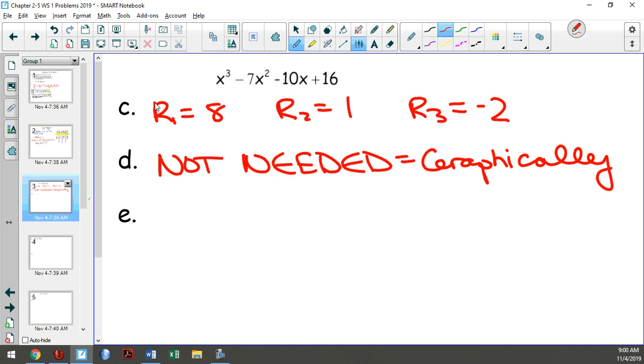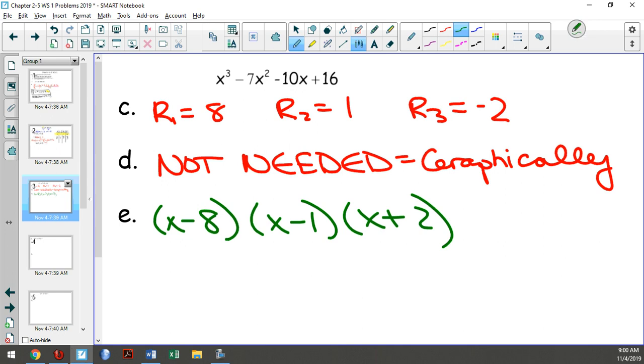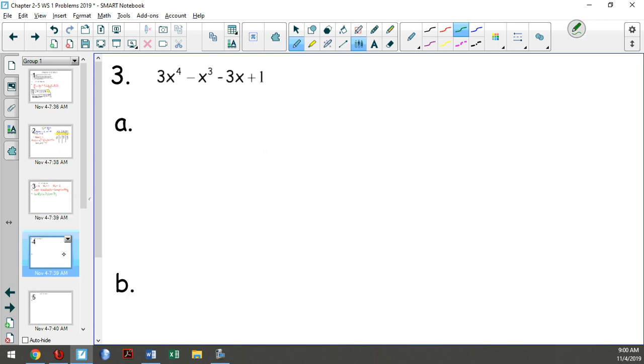So since I found them all, I can simply now factor this into 3 binomials, and that'll obtain the original graph. So x minus 8 times x minus 1 times x plus 2. If I were to distribute and FOIL all of that together, I'm going to get the original problem. Do we all understand that? We good? Okay, let's do the next one, number 3 together.